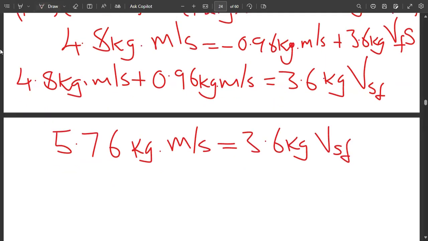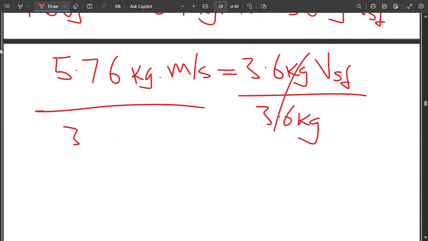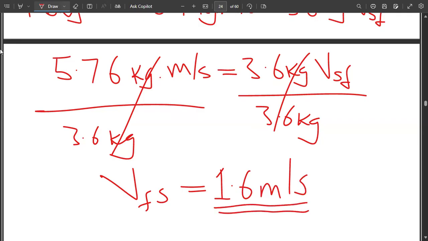So I'll divide both sides by 3.6 kgs. This will cancel out. Even here, I'll divide by 3.6 kgs. The kg and the kg will cancel. That means the V final of S, the ball S, was equal to 1.6 meters per second. So the final velocity of ball S, which was initially at rest, was actually 1.6 meters per second.